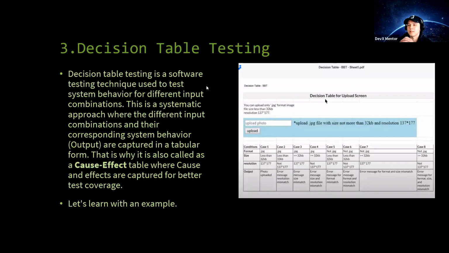Let's go to decision table testing. Decision table testing is a software testing technique used to test system behavior for different input combinations. This is a systematic approach where the different input combinations and their corresponding system behavior output are captured in tabular form. That is why it is also called a cause-effect table, where causes and effects are captured for better test coverage. Let's learn it with an example.